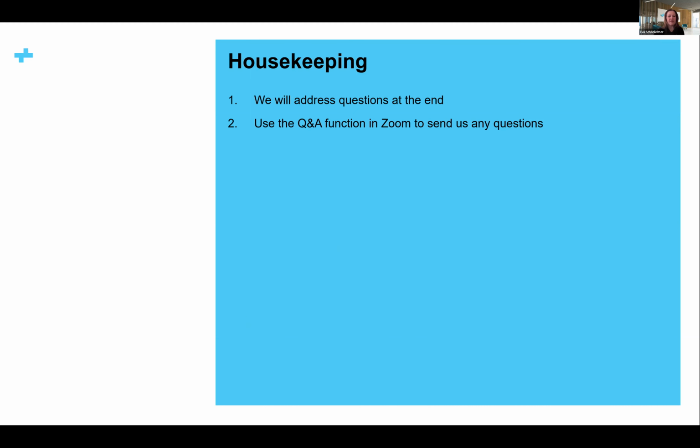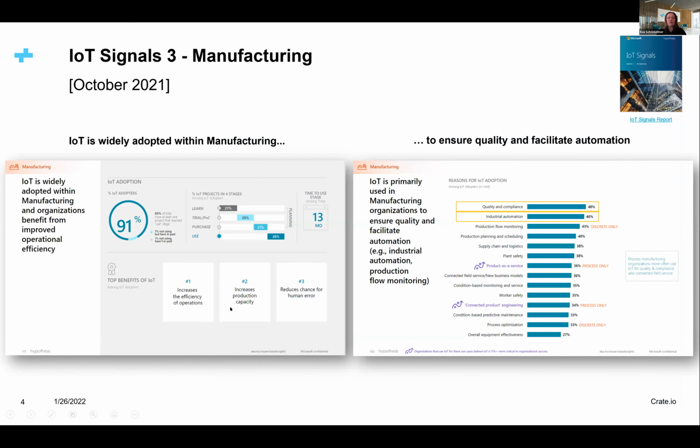Let's start the topic. I'm going to give it to Oliver here to set the stage. Why are we even talking about this? Yeah, thank you, Eva. First of all, I wanted to share two quick insights from our most recent IoT Signals Report. You might want to search for it in your favorite search engine, look for IoT Signals 3. There you can find the entire report if it is interesting for you.